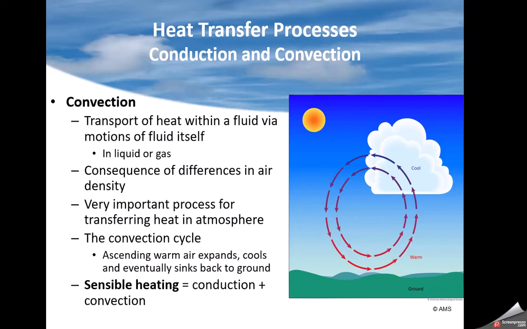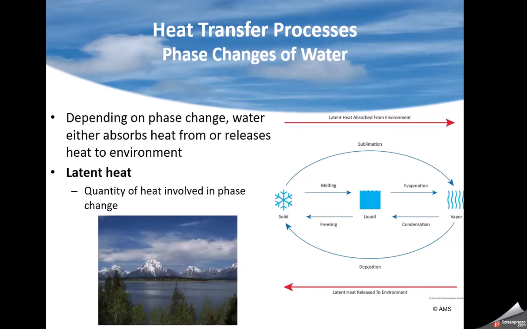If you take conduction and convection, you get something called sensible heating. No water is involved in this process at this point. So that is a way of moving heat from different parts of the atmosphere, maybe from the surface upwards or even downward from the upper atmosphere down to the ground.